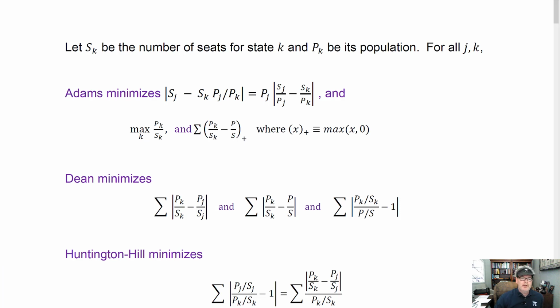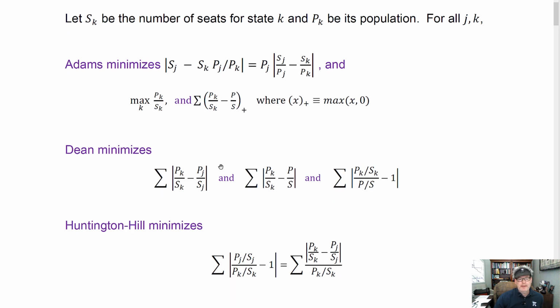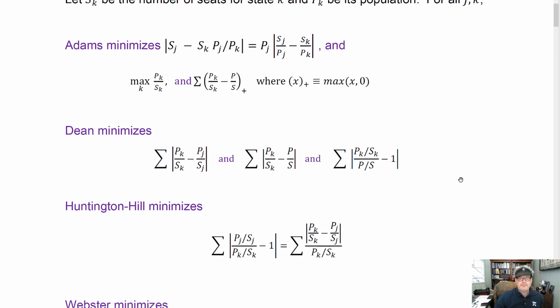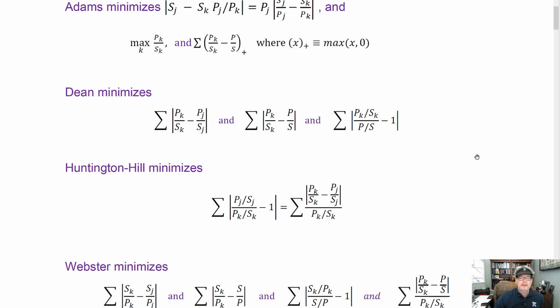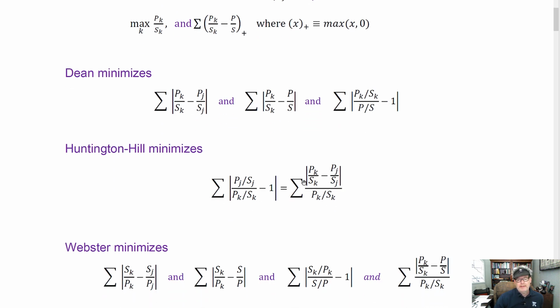Again, a summary of what we saw, a little hard to see, but Adams minimizes this. We didn't quite look at it this way, because this is pairwise comparison, but there's that max. So I looked at these two, the max of P over S, Adams minimized, and how much you're over the ideal. Dean minimizes this absolute difference of people per seat, and some similar things. So this is pairwise, but also to the ideal, as we'll see. Here's what Huntington Hill minimizes. It minimizes a few other flipped fractions, but this is what we saw.